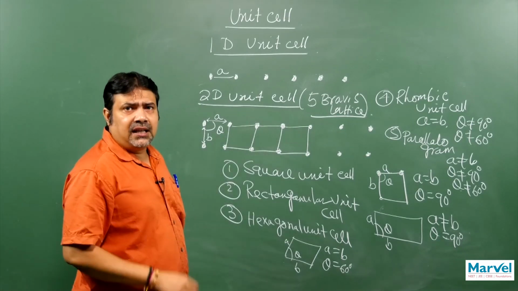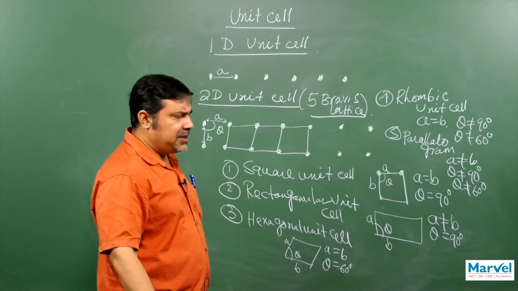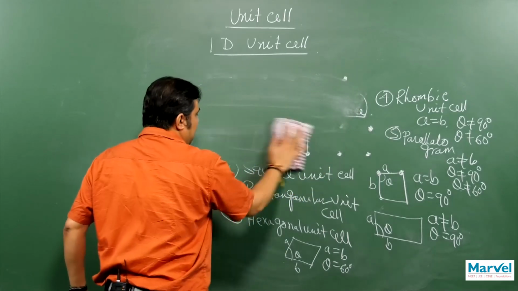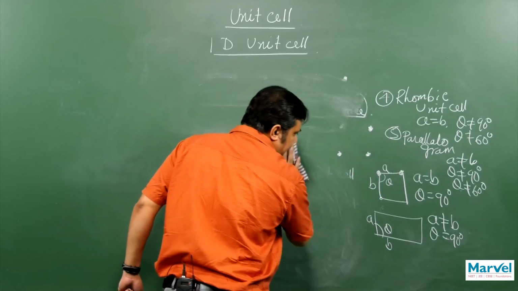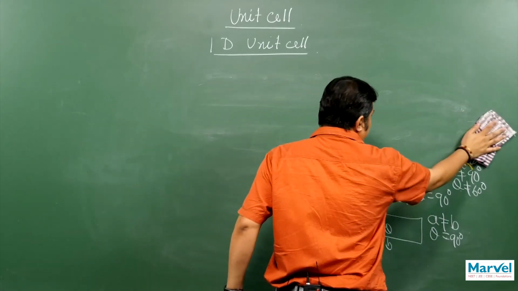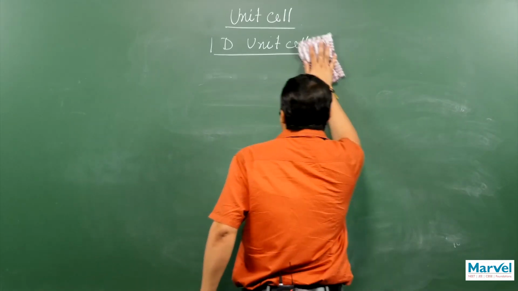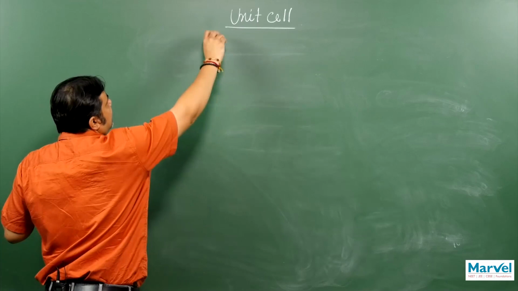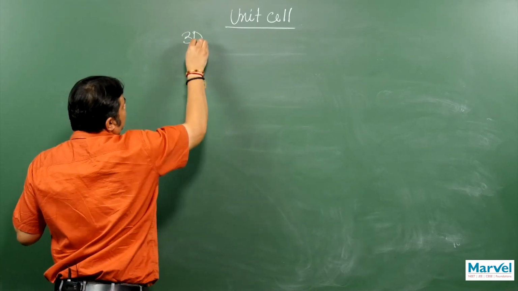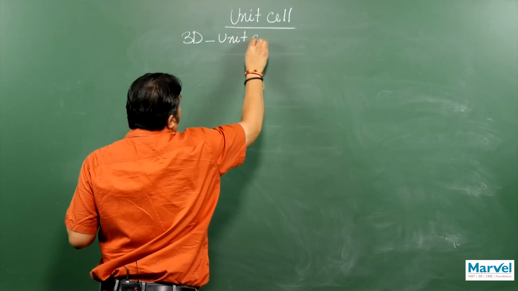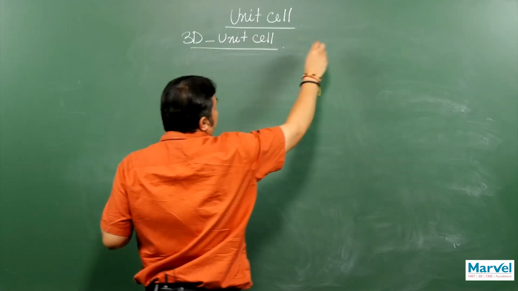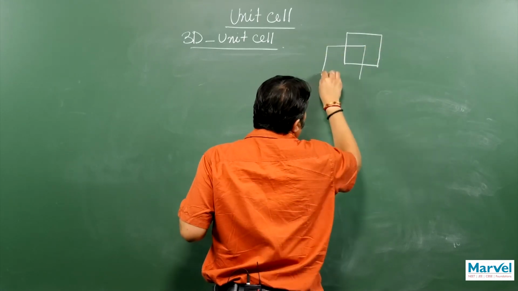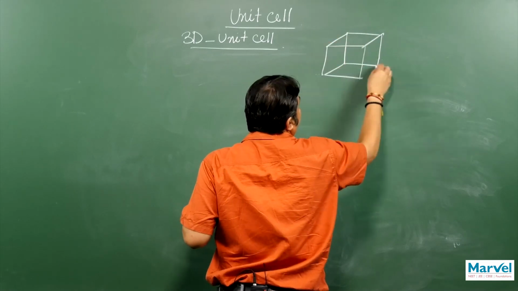Then look at the three-dimensional unit cell. In the three-dimensional unit cell, what are the parameters required, and how many permutation combinations are possible, that we have to look into. Suppose I am writing the 3D unit cell. If I draw the structure, it will look like this. This is like a cube, this is a three-dimensional unit cell.